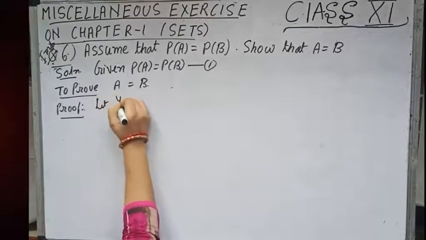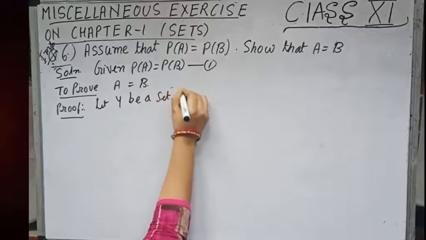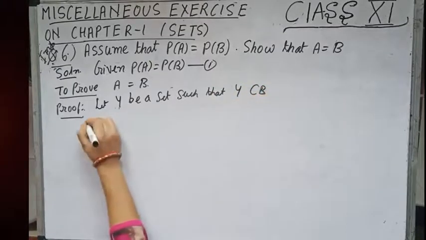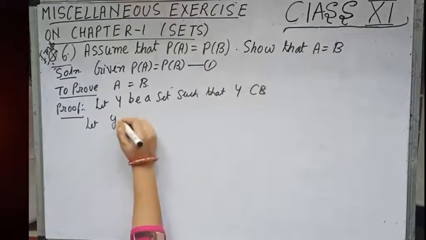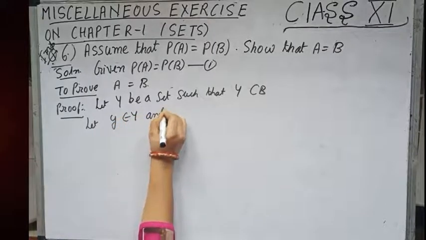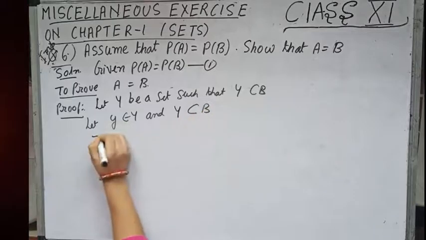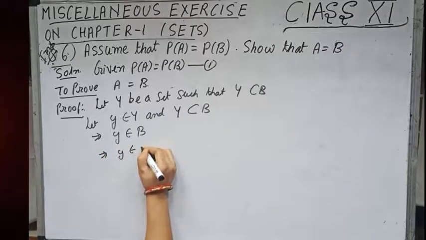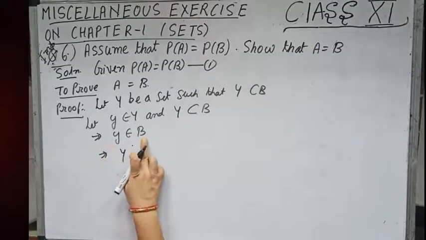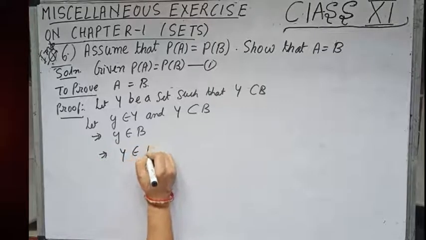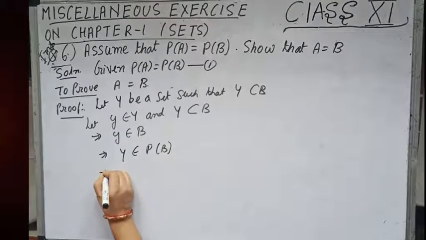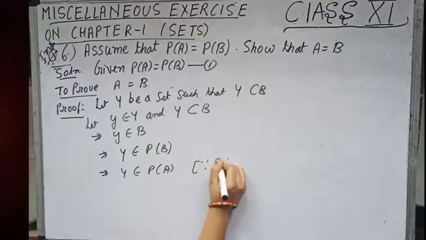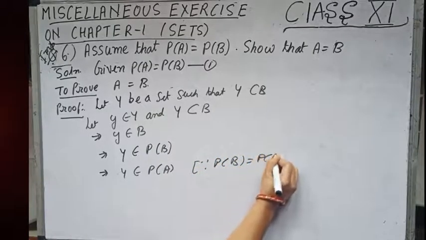Let Y be a set such that Y is the subset of B. Let small y, an element small y, belong to capital Y and capital Y is the subset of B. This implies small y belongs to the set B. If small y belongs to the set B, then capital Y will belong to the power set of B. This implies capital Y belongs to power set of A, as we did in the last part, since power set of B equals power set of A.